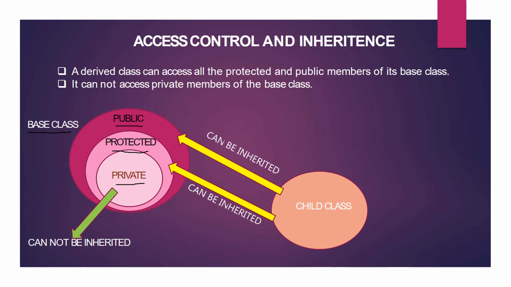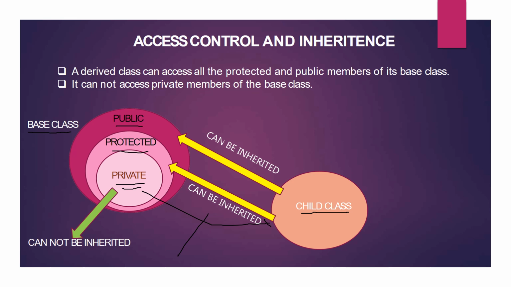For an example, this is a base class. I have a child class. A child class is nothing but a derived class. You will see that a private member under the base class cannot be accessed by the child class, understood?